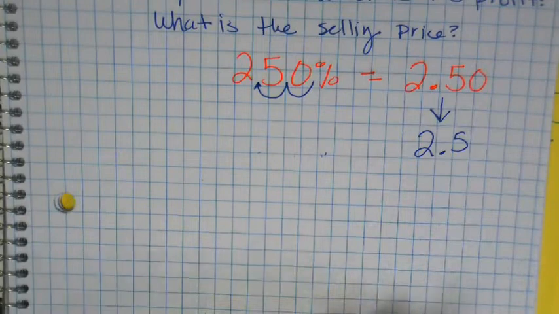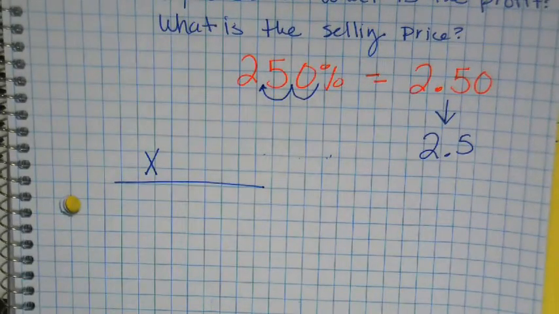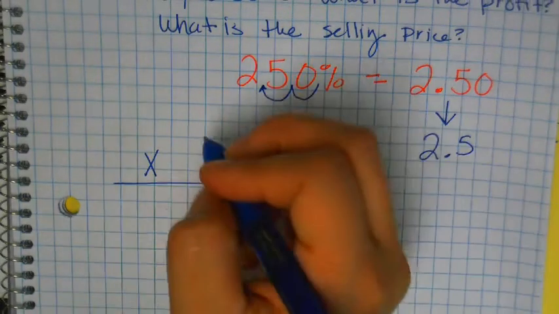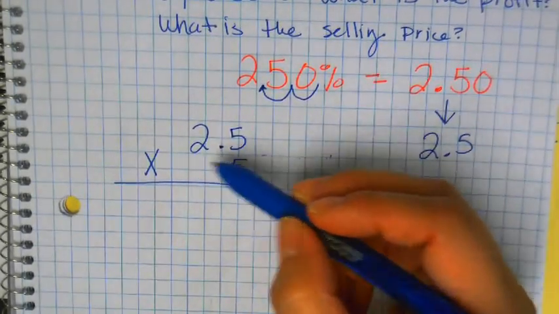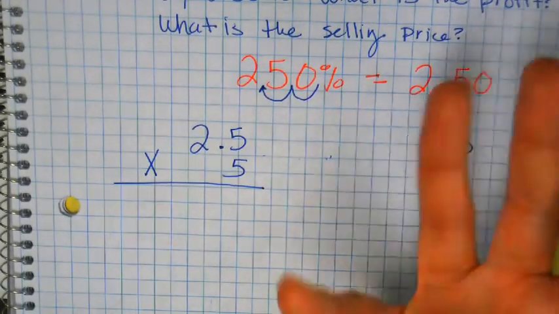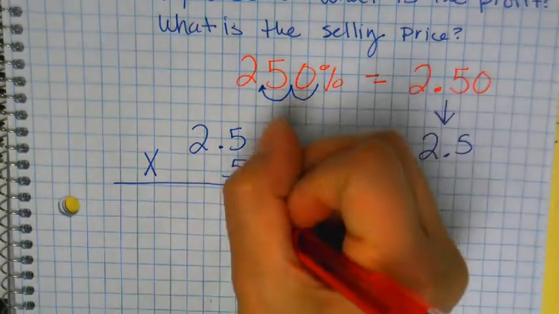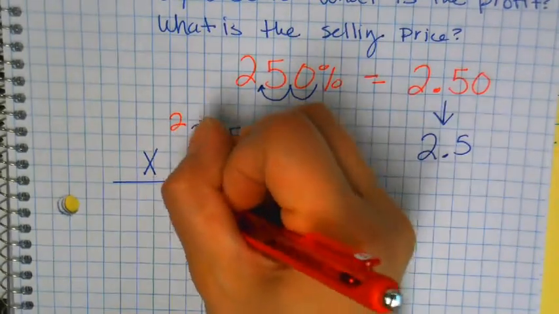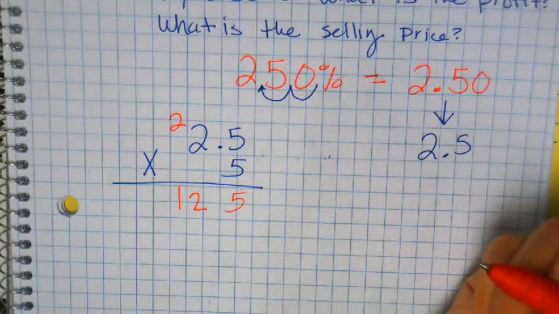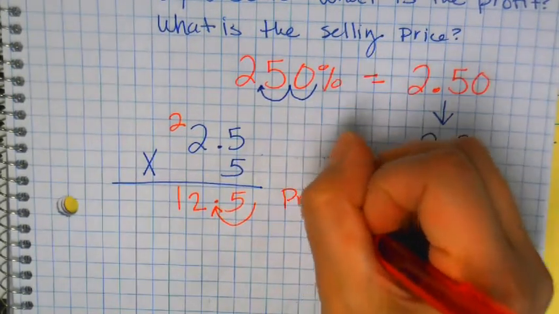So what am I going to multiply? 5 times 2.5. I'm going to write the 2.5 on top. Why? Because it has more numbers on it, right? All right. What's 2.5 times 5? How many times do I move my decimal? This is called my profit.